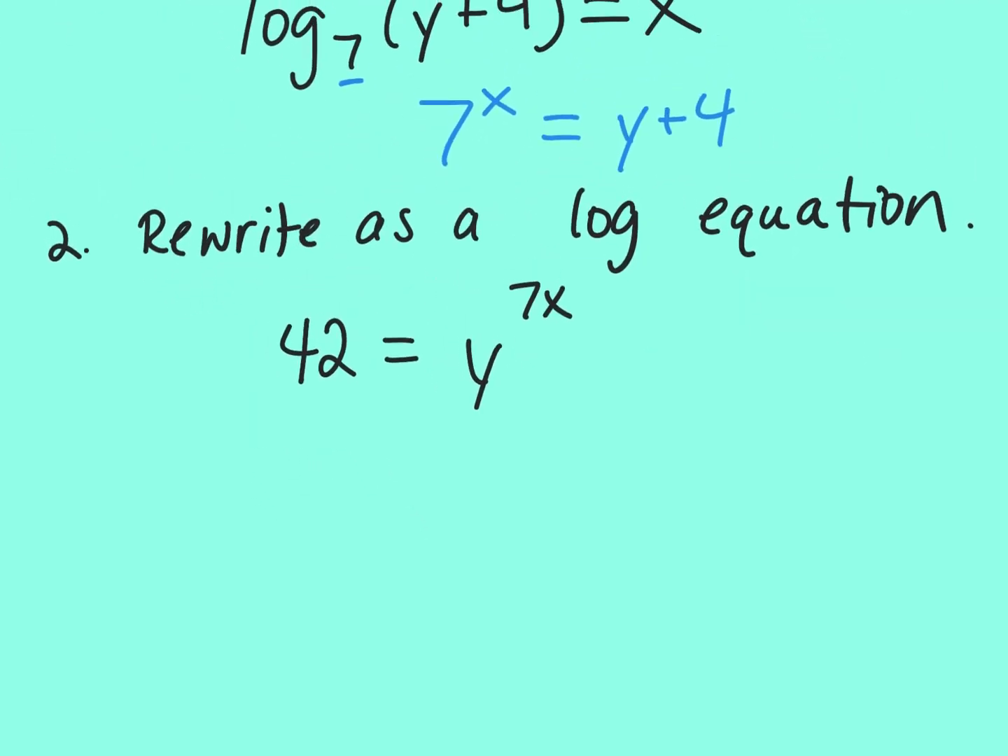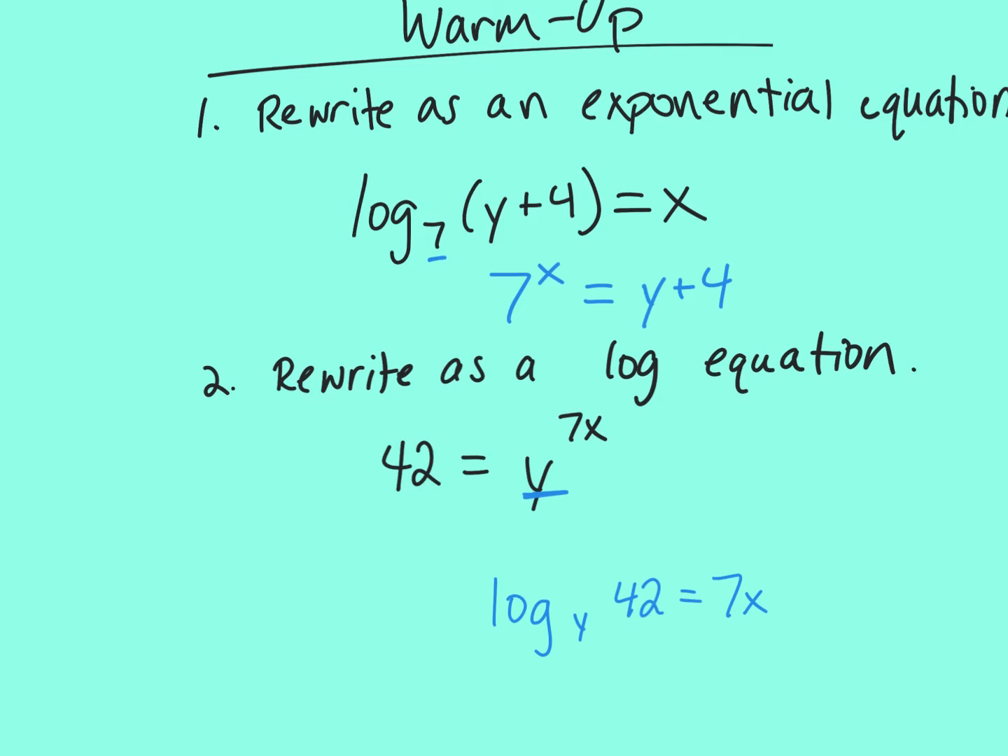Number 2 then, rewrite as a logarithmic equation. Okay, so this is the same way, it's just going the other way. So I write the word log, that's going to help me out. Then what? What's the base going to be? The y, because that's the base of your exponent. The a value would be 42, because that's what's on the other side of that equal sign. And then we set that equal to our exponent, which is 7x. Good deal. Any questions on that?